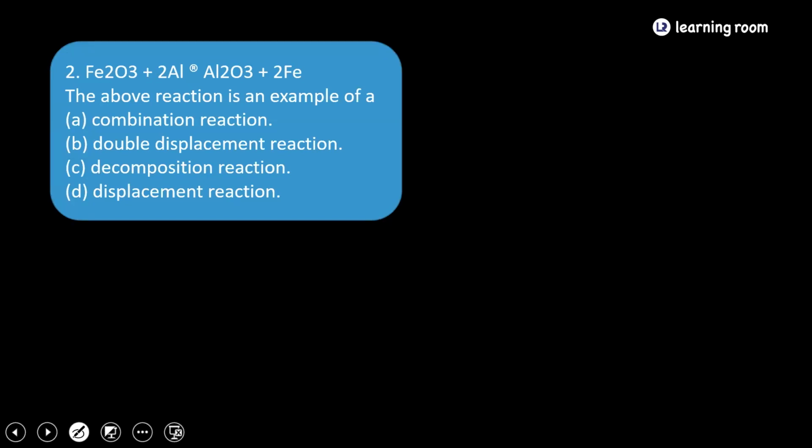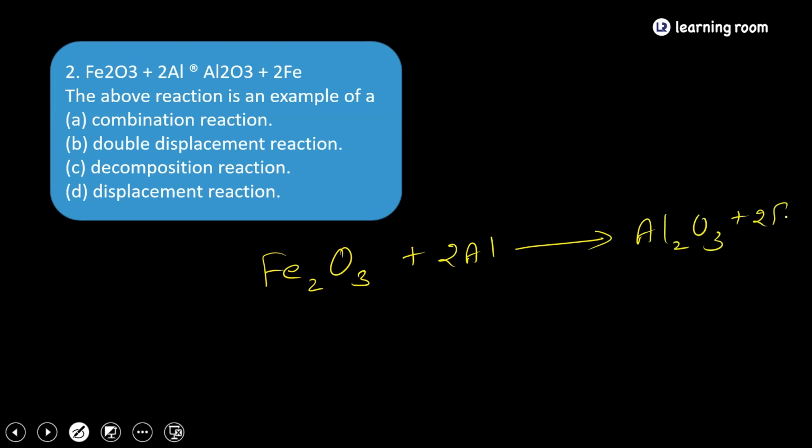Fe2O3 plus 2 aluminum gives Al2O3 and 2 iron. The above reaction is an example of what? Combination, double displacement, decomposition or displacement. Double displacement or replacement, B or D? Only one metal goes in and substitutes, and another metal comes out. So what reaction is that?